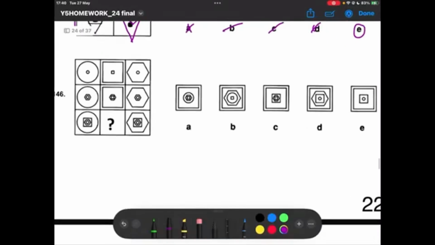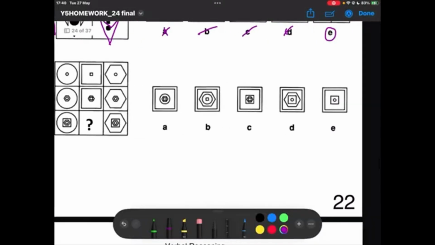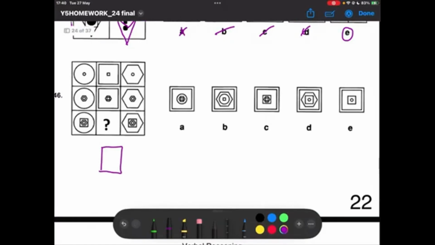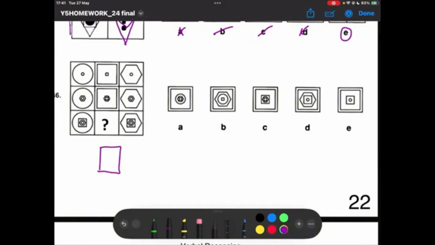Next question. So looking at the answer options, we know it's got to be a square as the outer shape. So I'm just going to draw it here underneath. The top row is just one shape on the inside. Then the second row there's two shapes. Then there's three shapes. Because this is in the third row, there's got to be three shapes. So we can rule out E because there's only two.